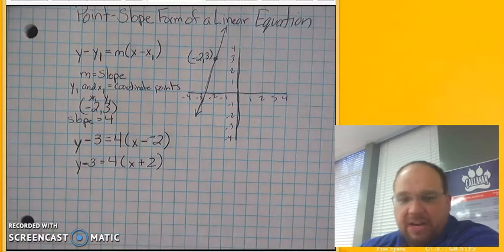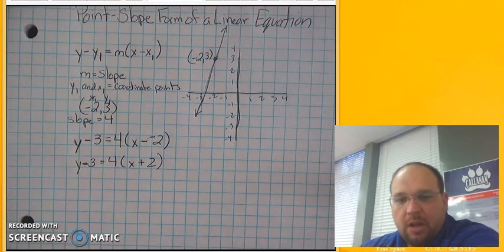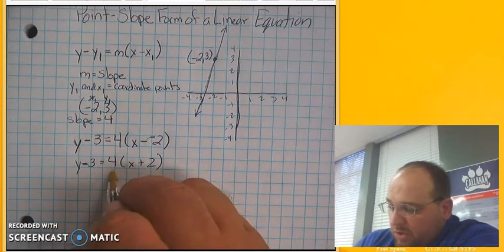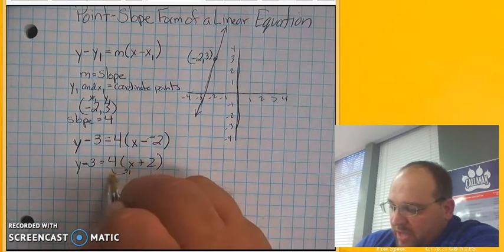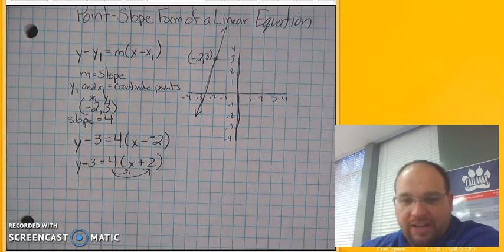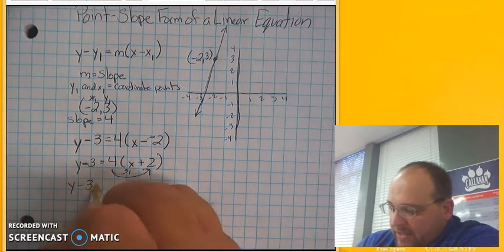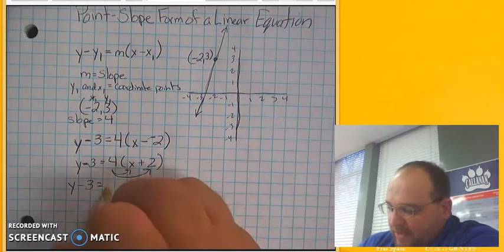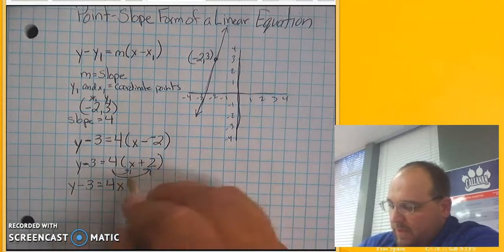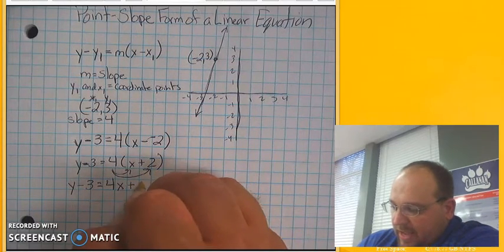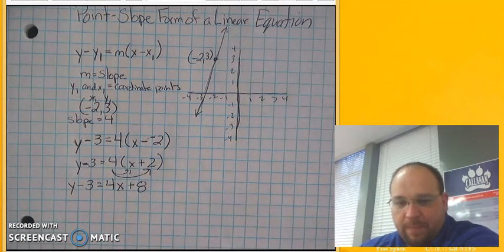From here, I need to go ahead and solve my equation. Like I learned in the previous unit, the first thing I need to do is get rid of parentheses. I have to use the distributive property. So I'm going to distribute the 4 into the x and the 4 into the 2. When I do that, I'm going to have y minus 3 equals 4x, plus 4 times 2, which is 8.